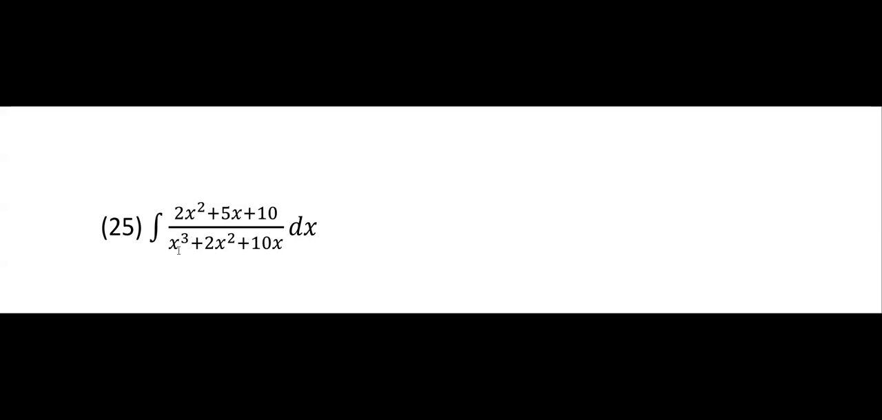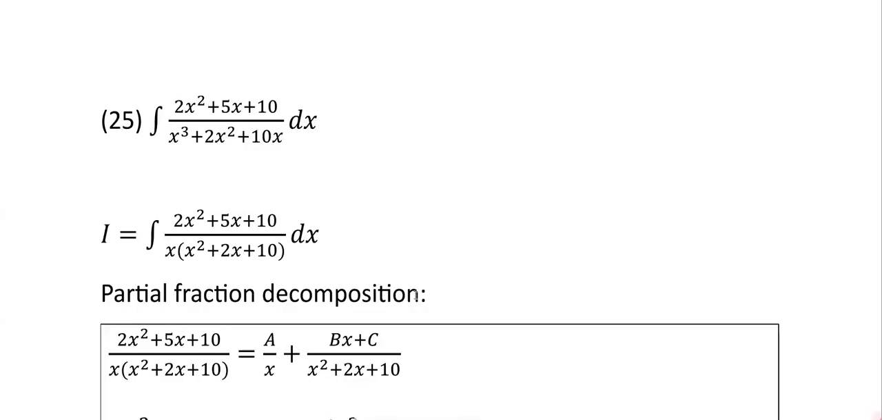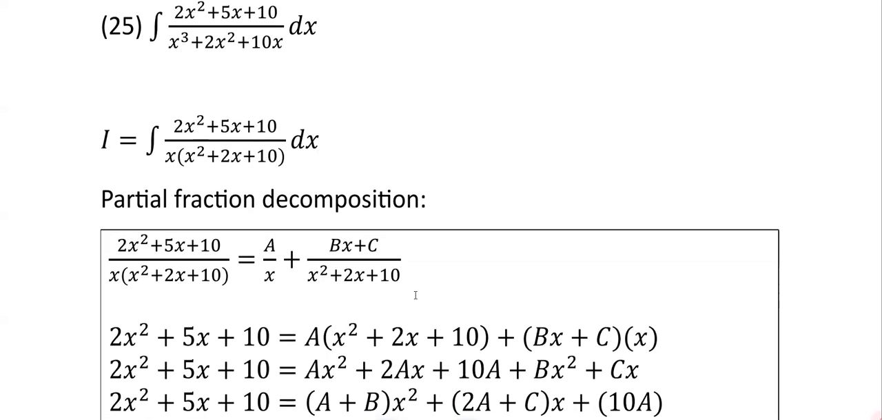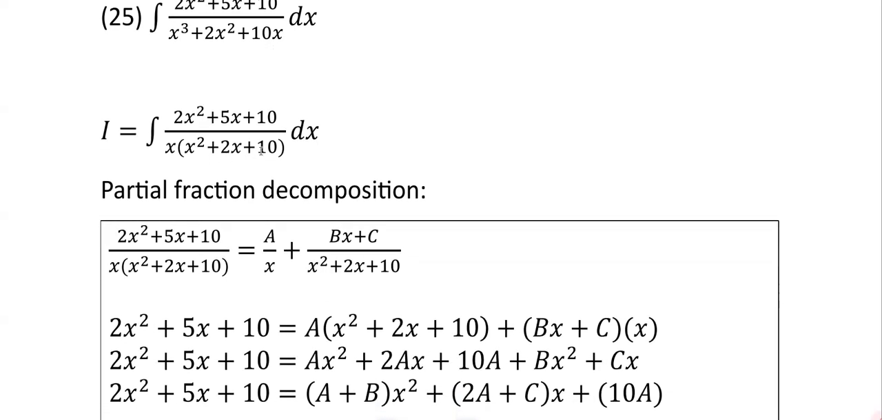Well, I see x is a factor of all of the terms. So let's factor out x first. Oops. Okay. And then we perform the partial fraction decomposition. So let me extend the screen share all the way. Okay. So x squared plus 2x plus 10 is no longer factorable into nice integer factors. So we keep that as is.